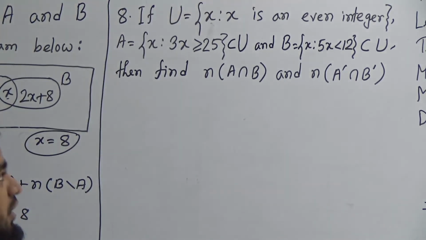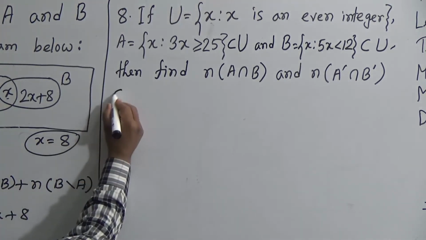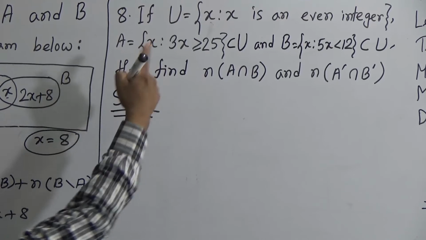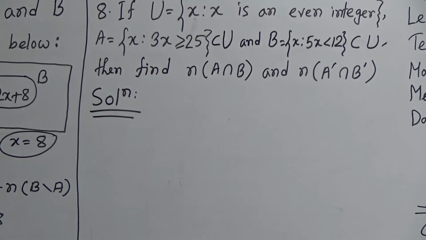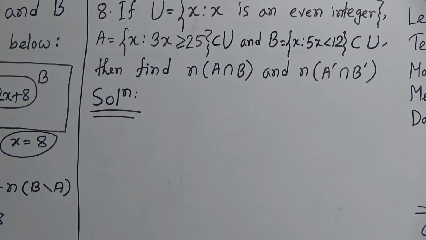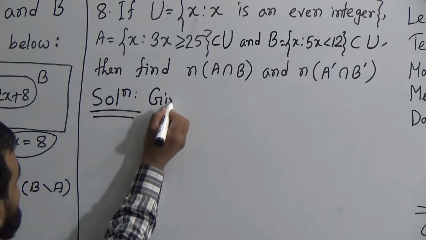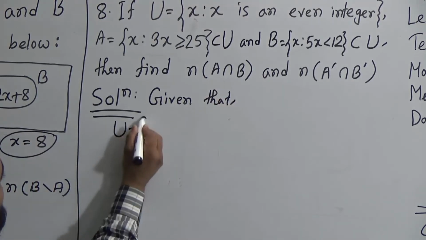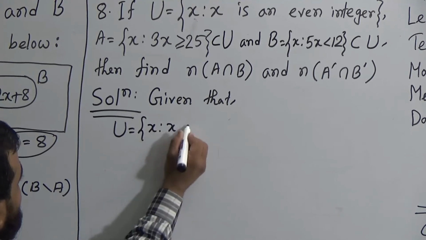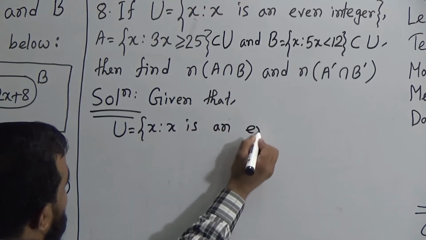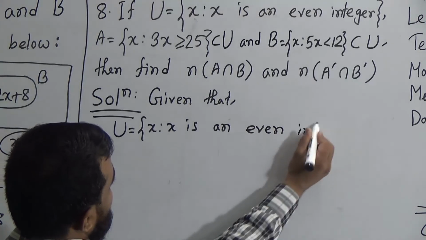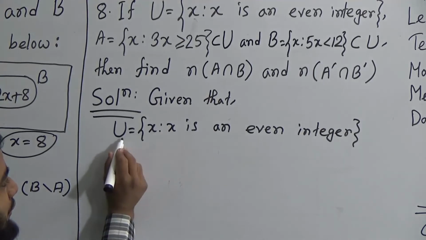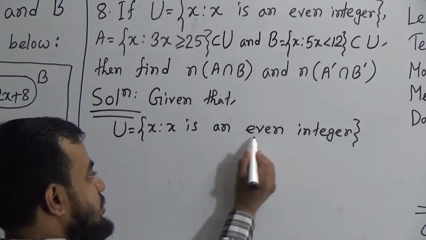Okay, first of all, the sets are given here in the set builder method, right? In the set builder process, all the sets are given here. We will first convert all the sets into tabular form. So write down, given that, the set U equals what? The set U equals x such that x is an even integer. Okay, that means x is an element of U, and x is an integer and also x is an even number.